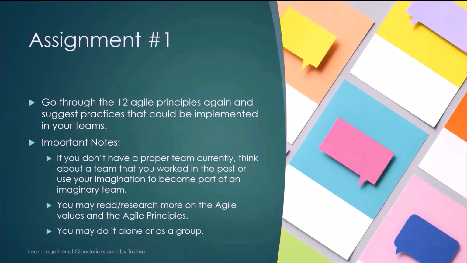So assignment number 1, go through the 12 agile principles again and suggest practices that could be implemented in your teams. Important notes. If you don't have a proper team currently, think about a team that you worked in the past, or use your imagination to become part of an imaginary team. You may read or research more on the agile values and the agile principles. You may do it alone or as a group.